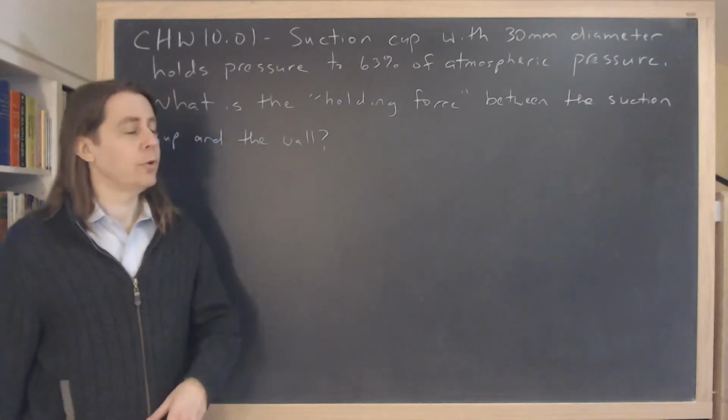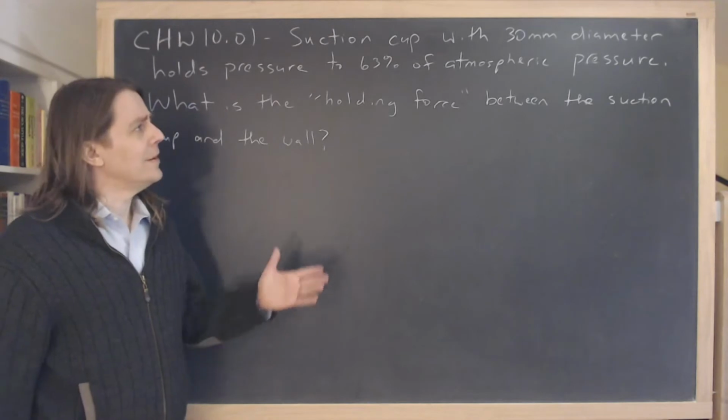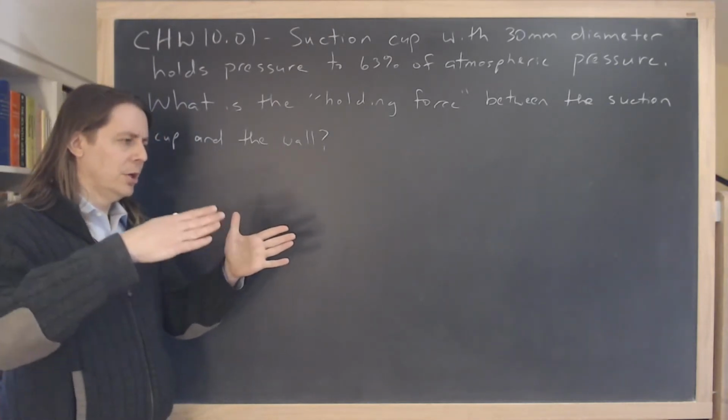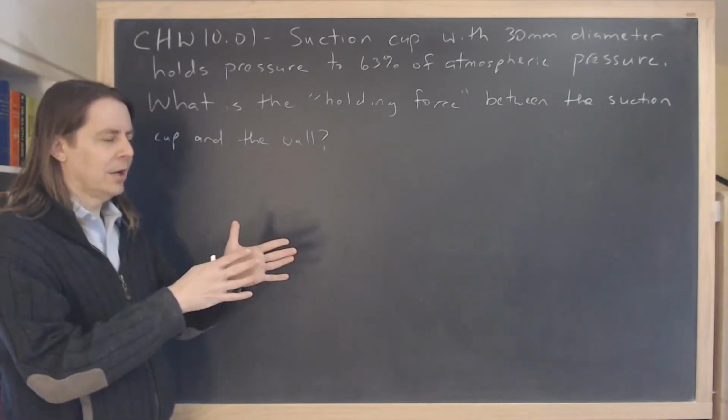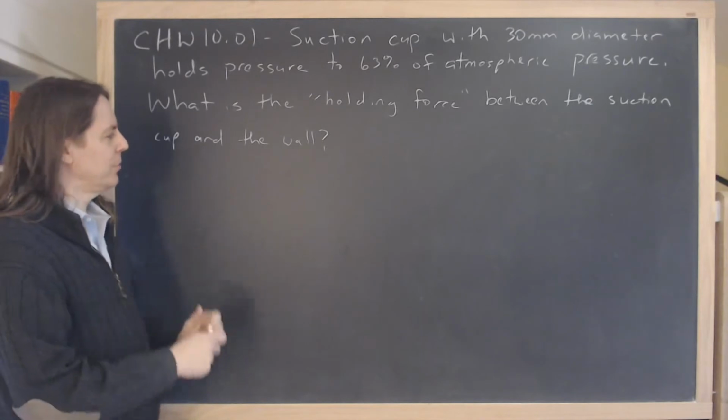All right, Canvas homework 10.01 is about a suction cup, and it's a 30 millimeter diameter suction cup. And you know how a suction cup works. You push it and then it springs back and it lowers the pressure inside the suction cup, between the suction cup and whatever it's pushing against.